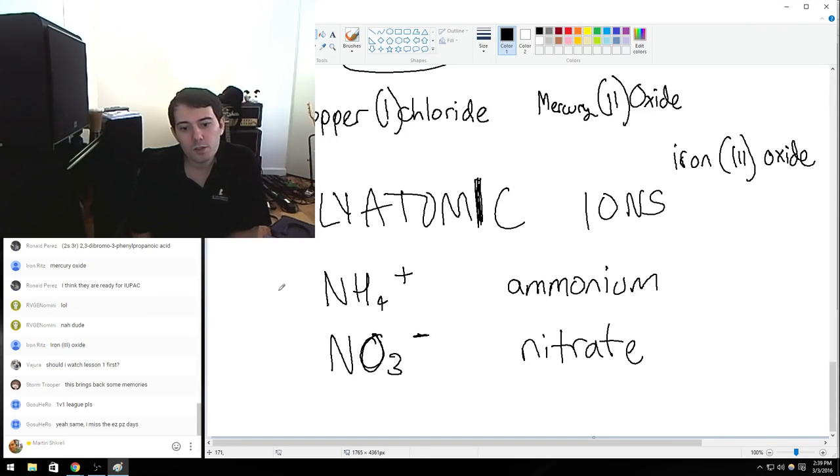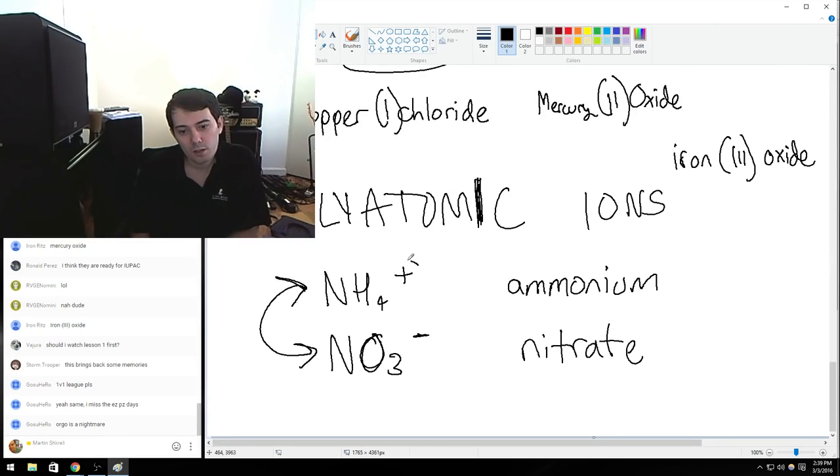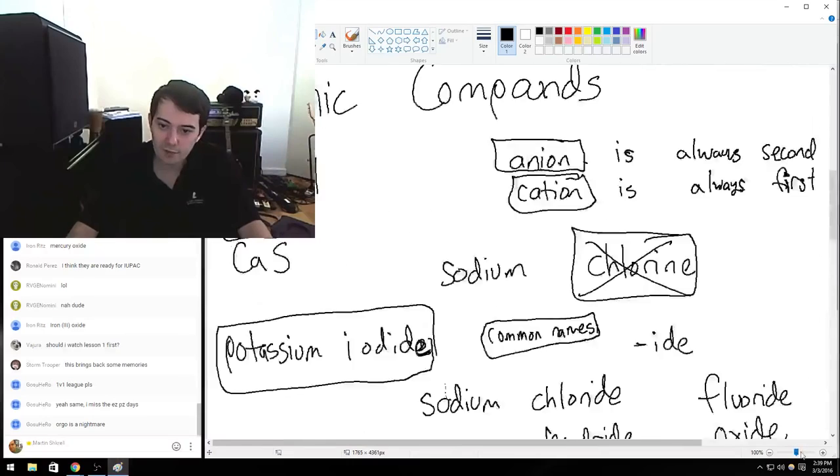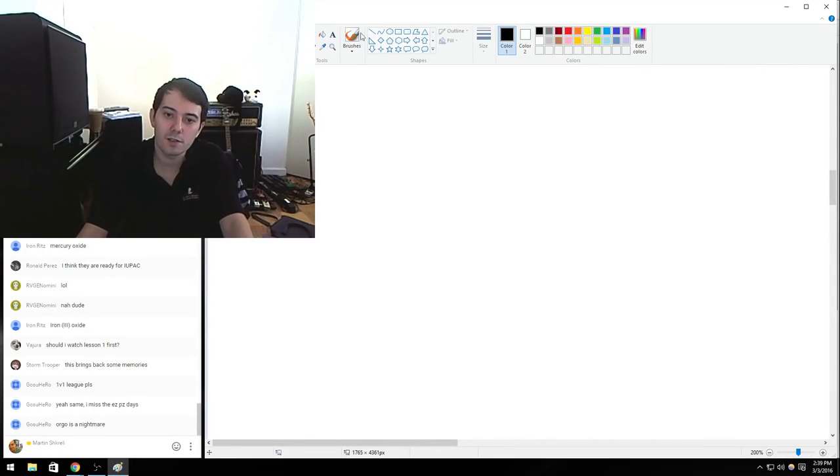So you can imagine these two guys would love to bond together. One is a positive charge, plus one. One is a negative charge, minus one. So this guy would love to form this NH4NO3. And they do. This is a neutral charge now. So unfortunately, we have to learn all of these polyatomic ions.